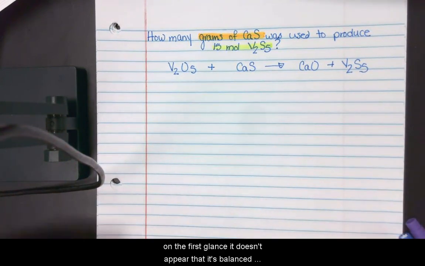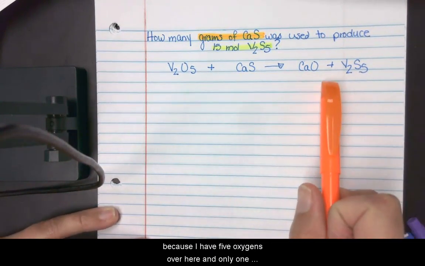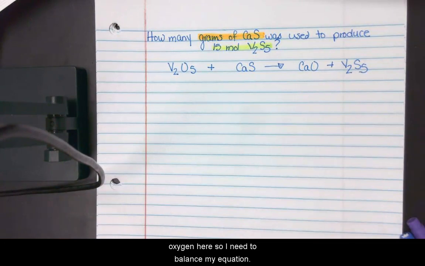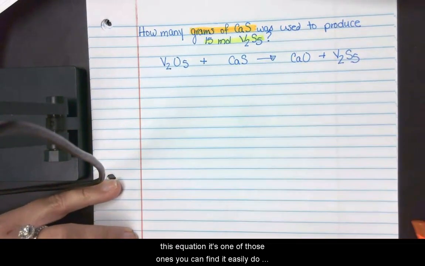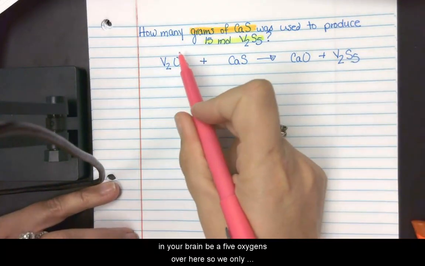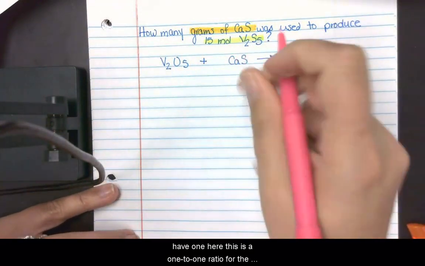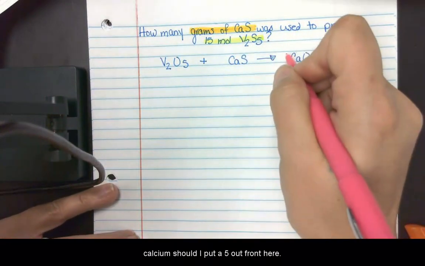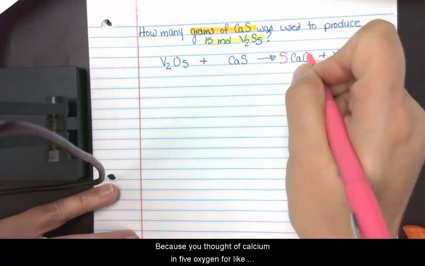Then the next thing is we were given this equation, but at first glance, it doesn't appear that it's balanced, because I have 5 oxygens over here and only 1 oxygen here. So I need to balance my equation. I'll give you all a second to balance it. This is one of those you can kind of easily do in your brain. We have 5 oxygens over here and only 1 here. This is a 1-to-1 ratio for the calciums. So if I put a 5 out front here, that gives me 5 calcium and 5 oxygen.